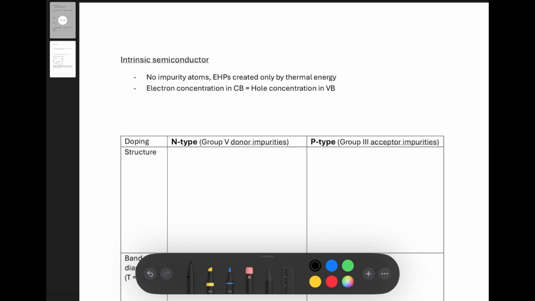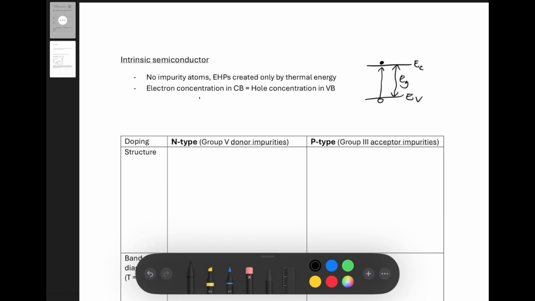Let's just start with an intrinsic semiconductor, which is a semiconductor that is undoped. So it has no impurity atoms, and the electron hole pairs are only created by thermal energy. As we said in the previous video, when an electron from the valence band gains thermal energy larger than the band gap energy Eg, it can be excited to the conduction band, and that's how the electron hole pair is created.